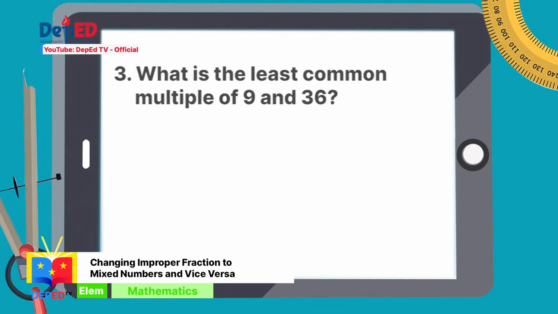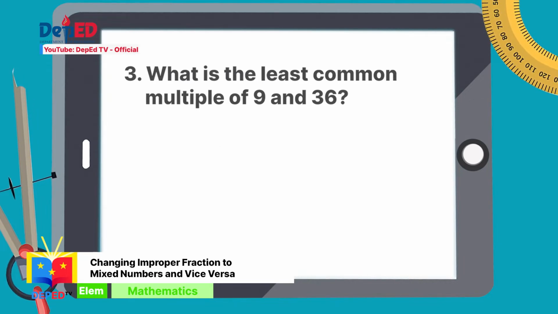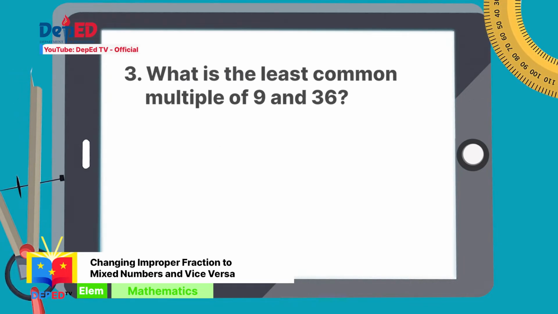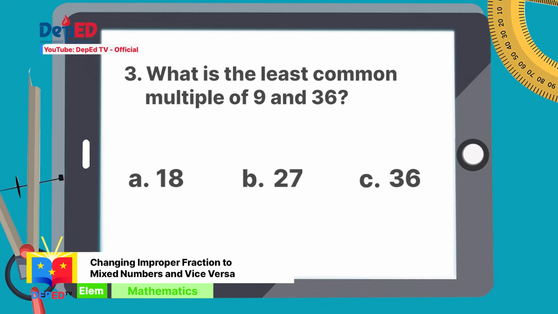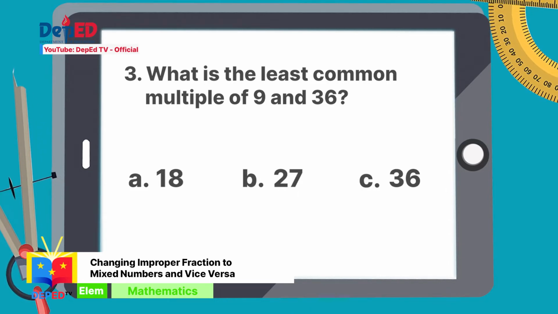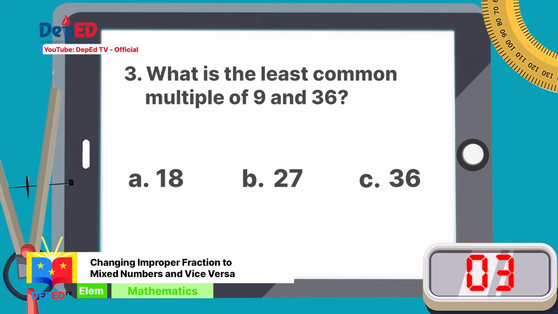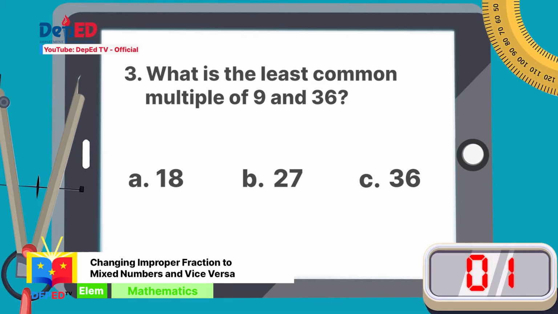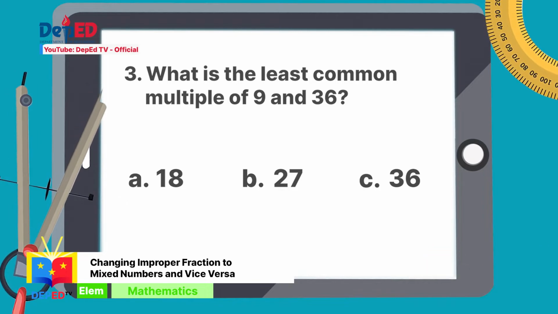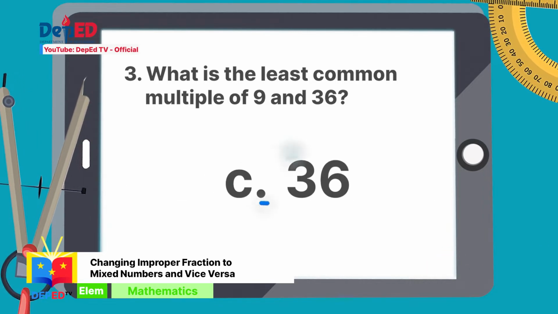Number 3. What is the least common multiple of 9 and 36? A. 18, B. 27, C. 36. If you answered 36, you got it right.